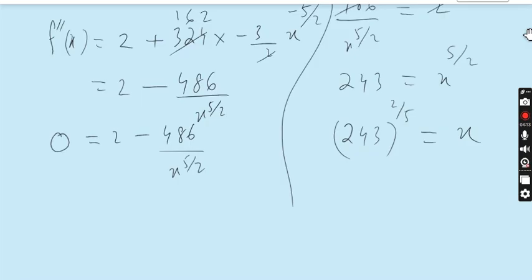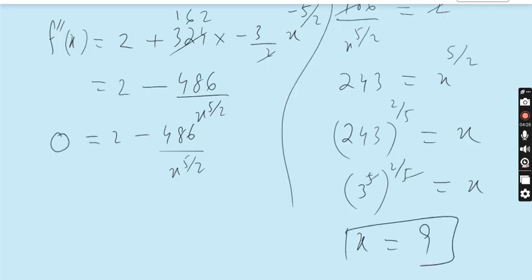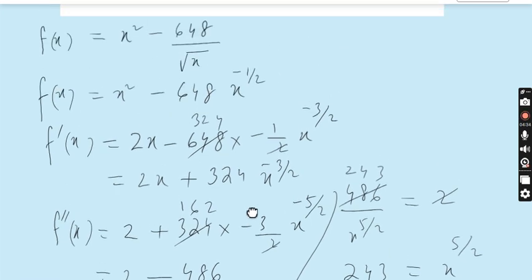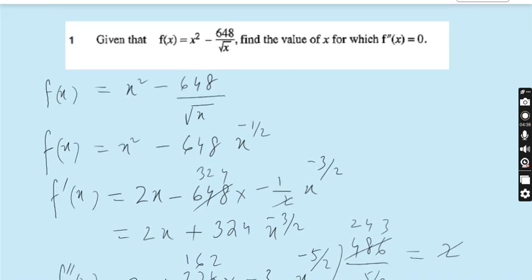You know 243 is 3 to the power 5, and the whole power 2 upon 5 is already present. 5 cancels by 5, then 3 squared is 9. Hence the value of x is 9. Hope you understand this easiest question. The entire question is very easy. You must have the concept of derivative and double derivative as well.